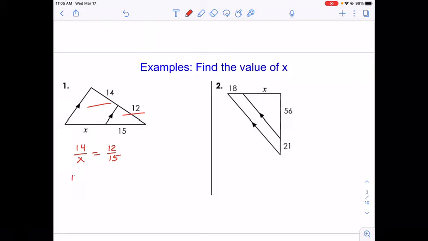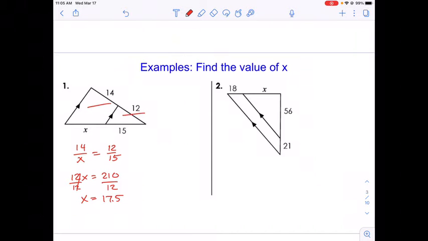So I can do 12x equal to 14 times 15, which gives us 210. We divide by 12, and x is equal to 17.5.